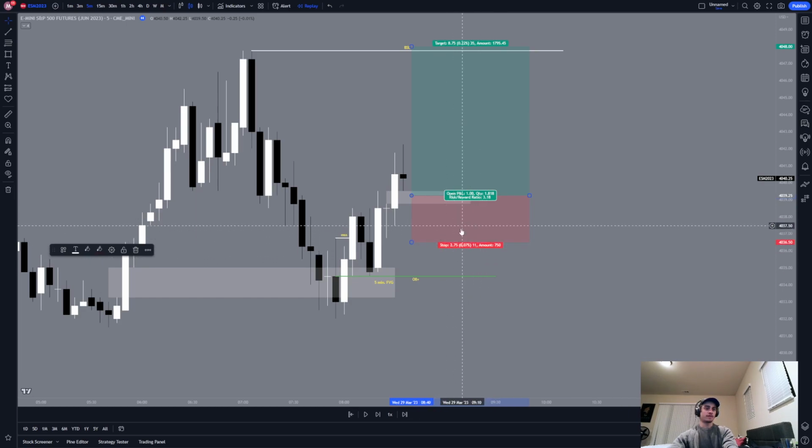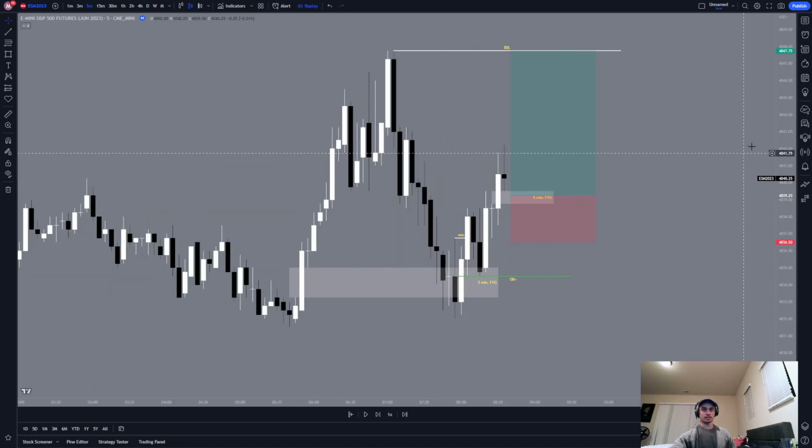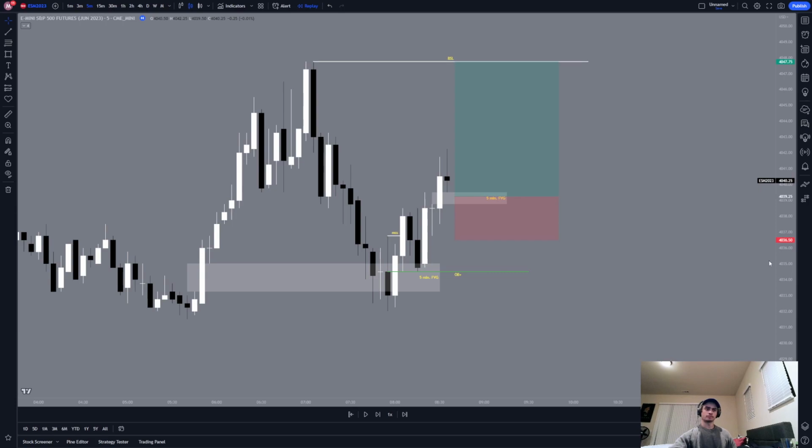2.5 or 2.75 point risk, targeting 8.5 points. So this gives me a 3 to 1 risk to reward ratio, which is very solid. Typically, I like to target anything over 2, and will not enter anything under 1, right? So that's kind of where I find the best opportunities in the market.